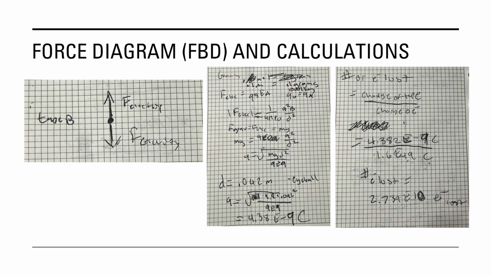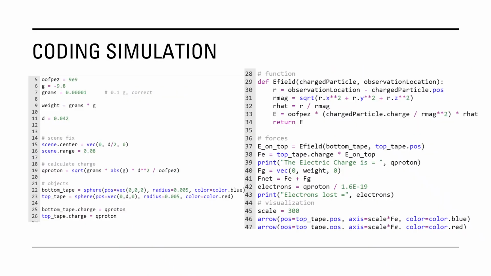We created a force diagram and, using the equations, plugged in our values to find that the charge of the tape was 4.38e to the negative 9 coulombs. Using that, we divided it by the charge of an electron to find that 2.739e to the 10th electrons were lost.